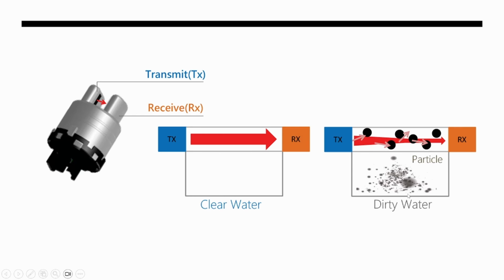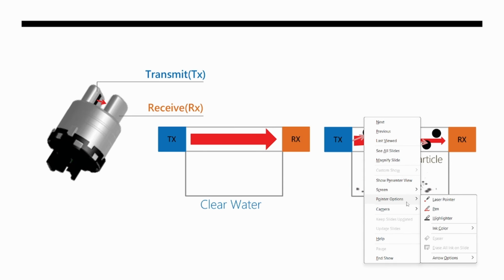But in case of dirt or particles, this scenario will change. As the water gets dirtier and the number of particles increases, the signal will be distorted and the receiver will receive a very small amount of signal. And hence the ADC or the output voltage will be very low. So it's an inverse type of relationship. For clean water, output voltage will be high. For dirty water, output voltage will be low.